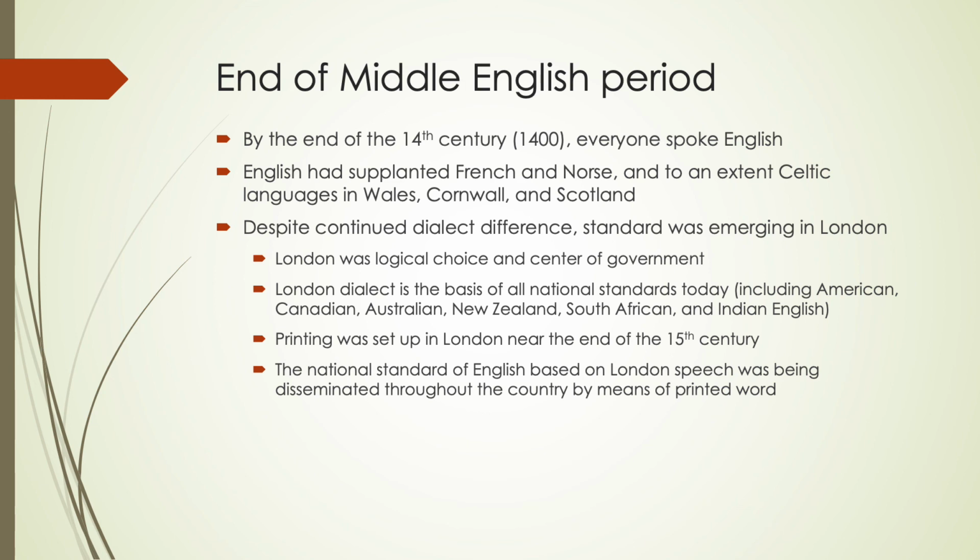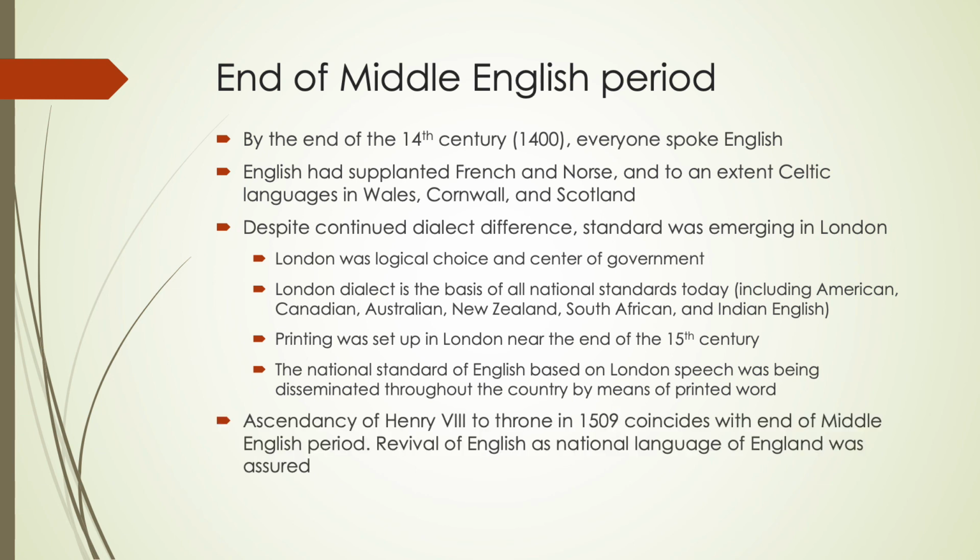And so the end of the Middle English time period coincides both with this printing press that gives us a standard and gives us the spread of London dialect, and also Henry VIII rising to the throne as the end of the Middle English time period, because this was seen as where English has officially become this national language of England. It was assured that it was going to stick around and it wasn't going to go anywhere after that. So those are the major things that had happened, and you can see how important language was with the different historical events, especially during this time period.